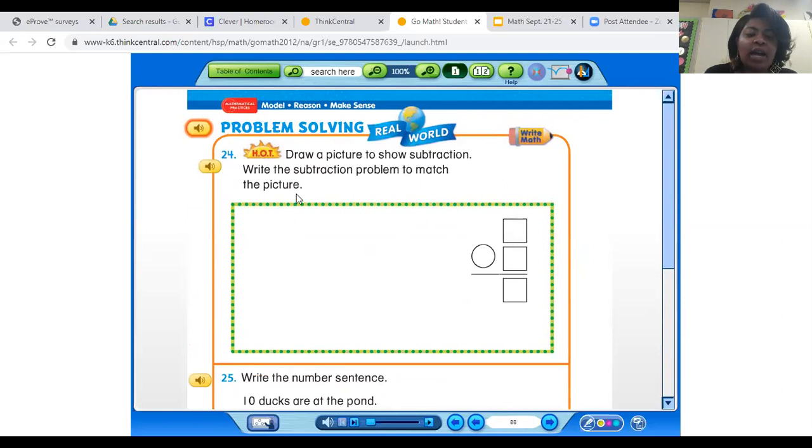All right, draw a picture to show subtraction. Write the subtraction problem to match the picture. So here you can be creative. So I want you to draw a picture that shows subtraction, and I want you to write the subtraction problem for that picture right here.